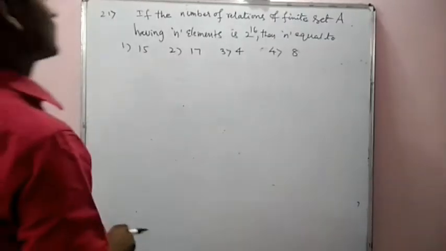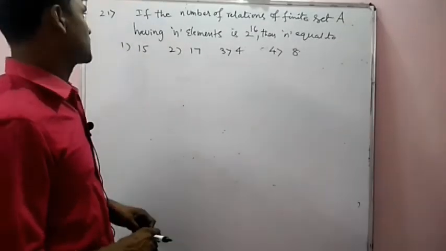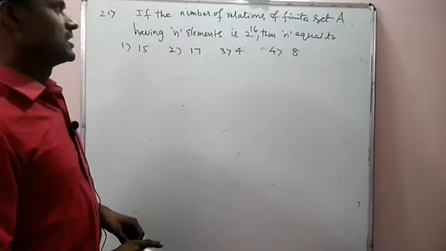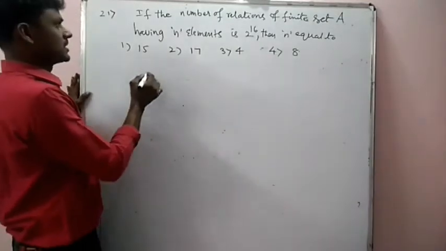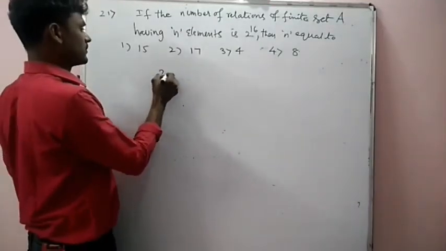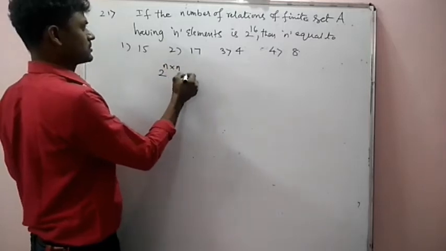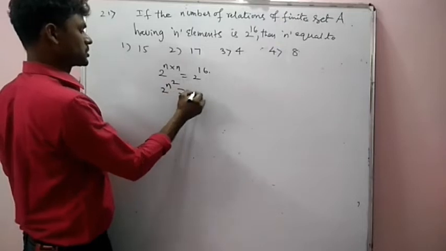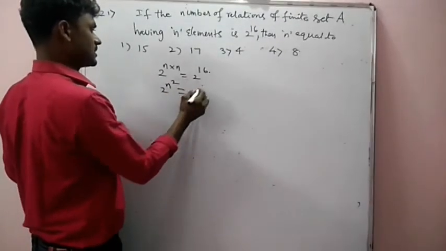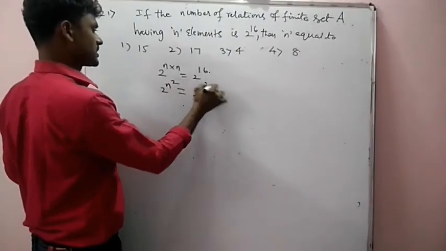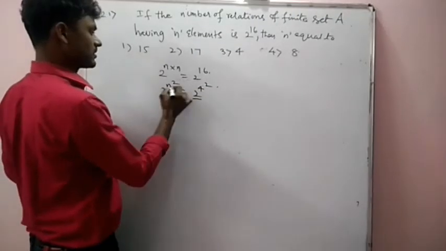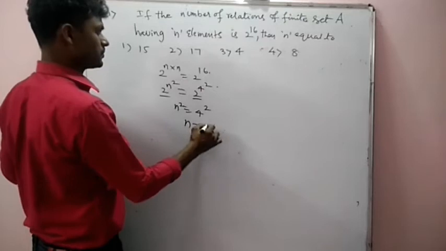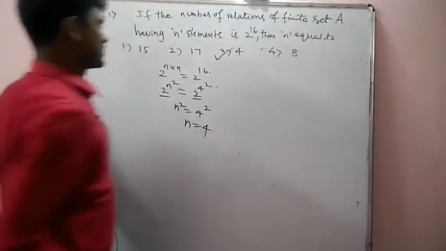Next question: if the number of relations on a finite set A having n elements is 2 to the power of 16, then what is n? A to A means 2 power n into n, which is equal to 2 power 16. So 2 power n squared is equal to 2 power 4 squared. The bases are equal, so the powers are also equal: n squared is equal to 4 squared. Then n is equal to 4. My option is the third one.